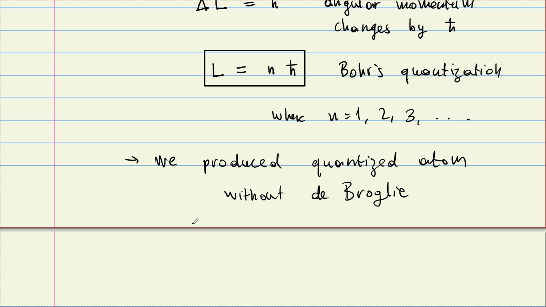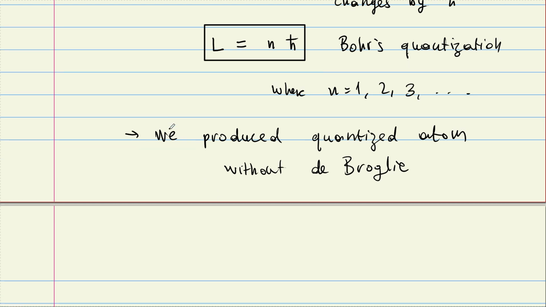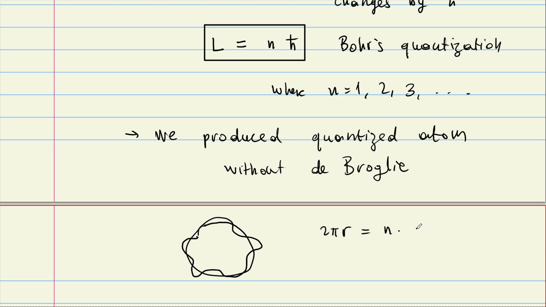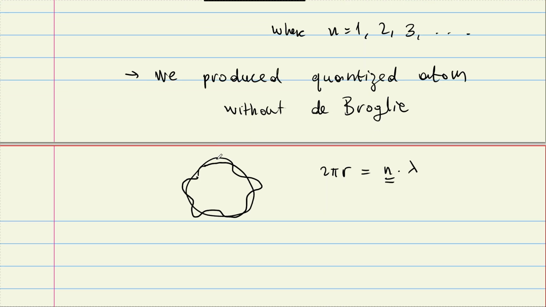In the de Broglie case, what we said was, okay, here is the orbit, and inside this orbit we are fitting a wave, right? And we were saying that 2 pi r was equal to n times lambda. This is exactly the same n, right? This n quantum number is exactly the same n, but the way we approach the same conclusion is completely different. Any questions or comments?